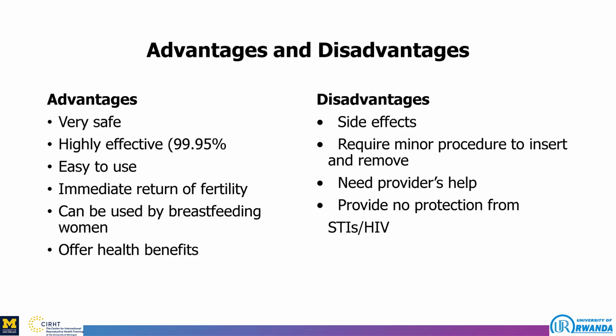Now we look at the advantages and disadvantages of using implants as a method of contraception. Advantages far outweigh the disadvantages. Some of the advantages are: it's very safe, it is very effective up to 99.95%. They are very easy to use. There is good return to fertility after use. They can be used by breastfeeding mothers, and they offer some health benefits, as we shall see from the next slide. Of course, they have some disadvantages, like small side effects that we will see down.